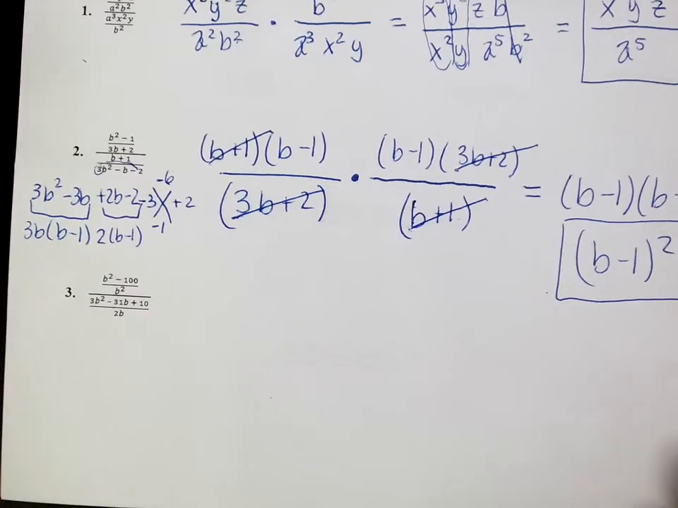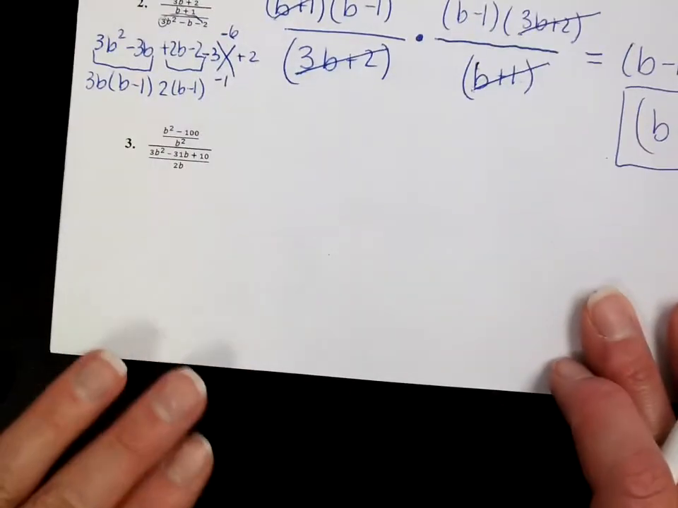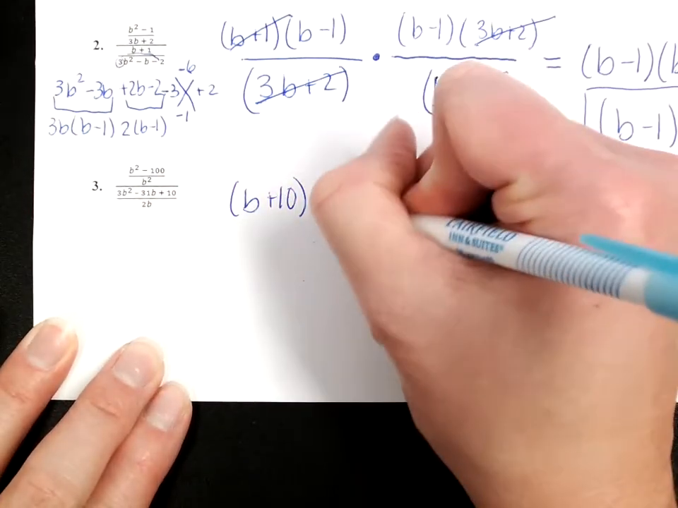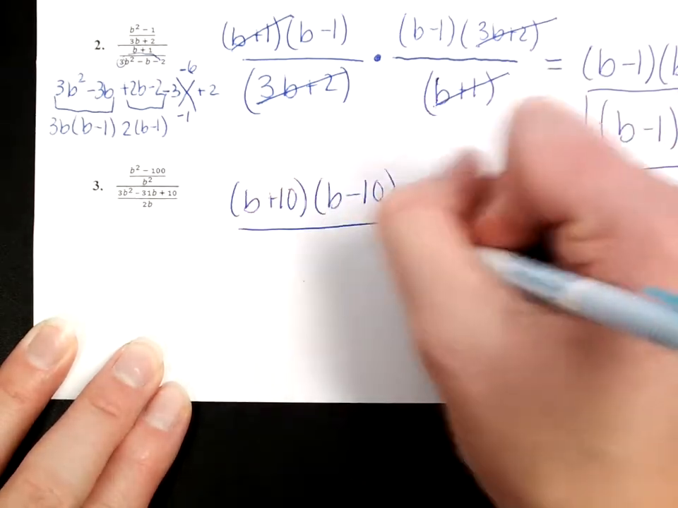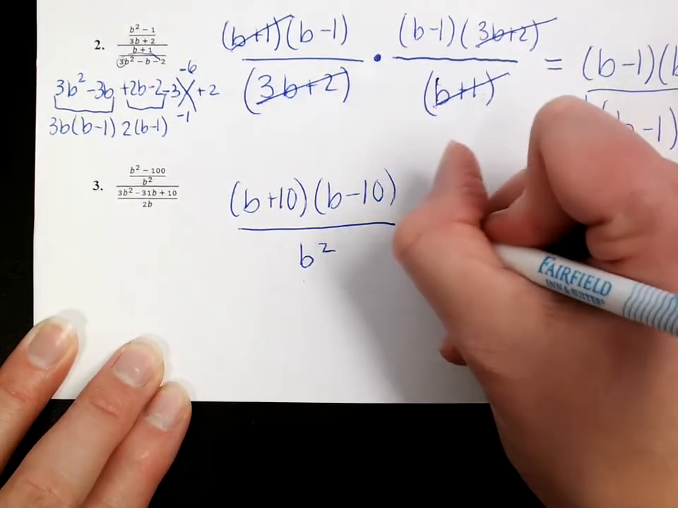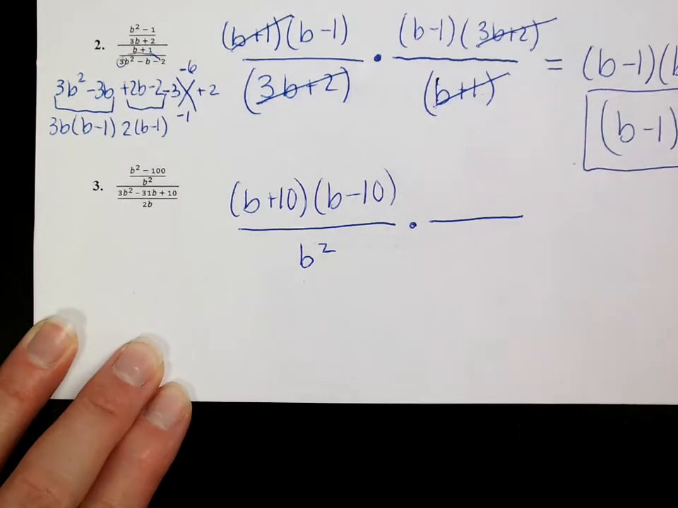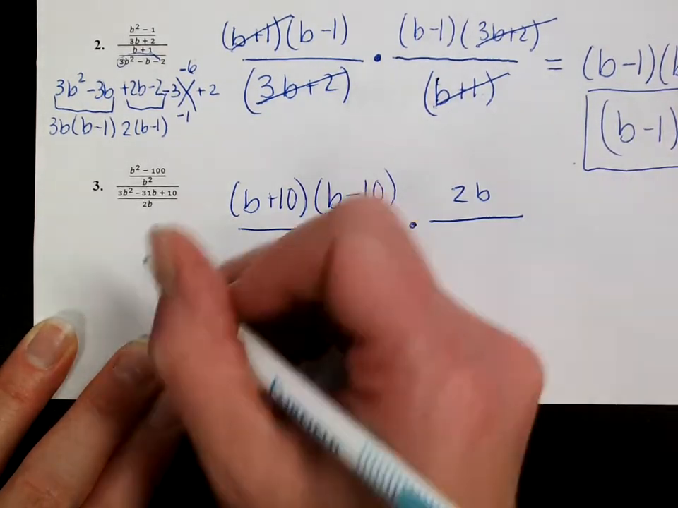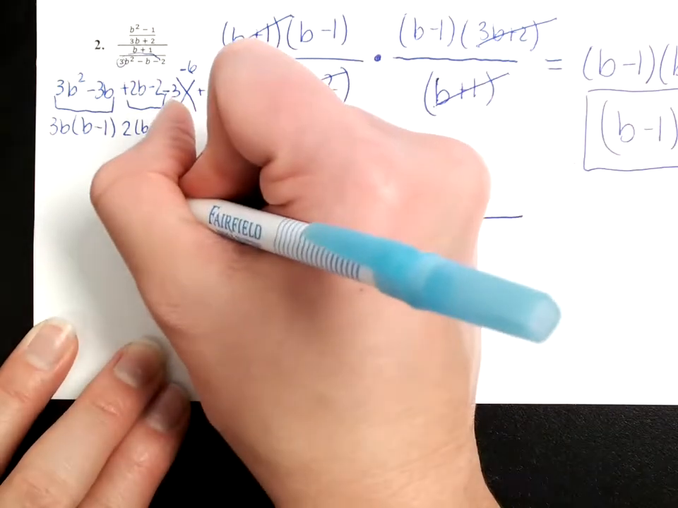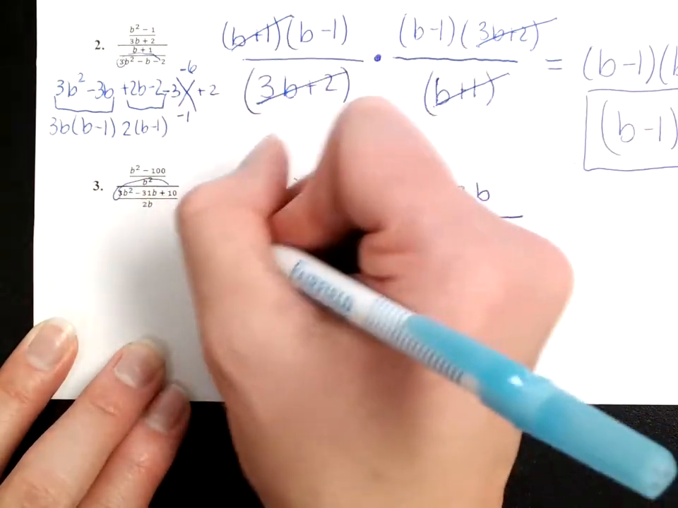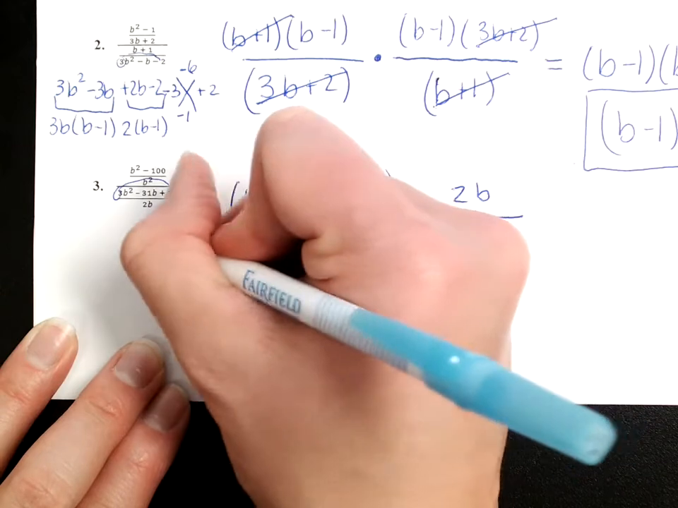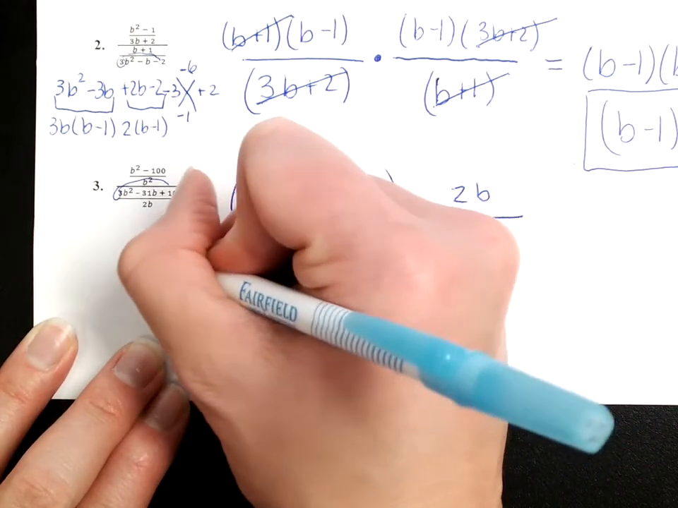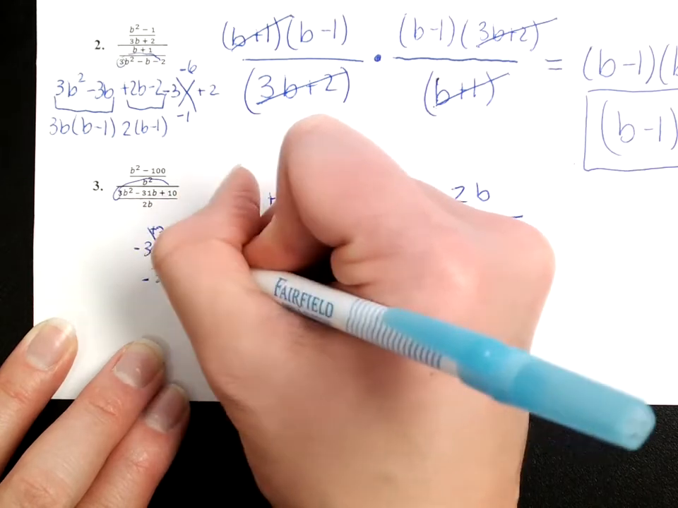Last question, same story. Factoring at the top, b plus 10, b minus 10, over b squared. Can't do anything to that. Gonna flip the second one. So the 2b that's on the bottom is going to come to the top. And then I'll have to factor this. So just like the last one, I'm going to have to do my grouping thing. 3 times 10 is 30. What multiplies to be 30 and adds to be 31? That's going to be a negative 30 and a negative 1.